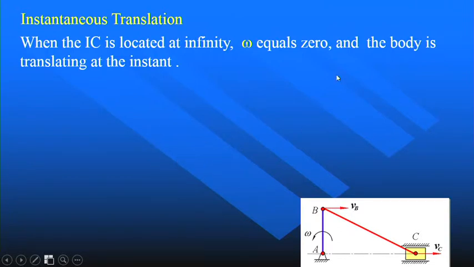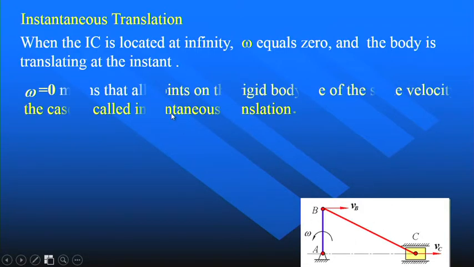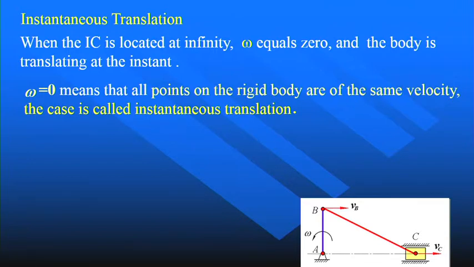Okay? So this is a very good example. This is a case we often see. So at this instant, omega equals 0. That means at this instant, all points on the linkage have the same velocity. So this case is called instantaneous translation.